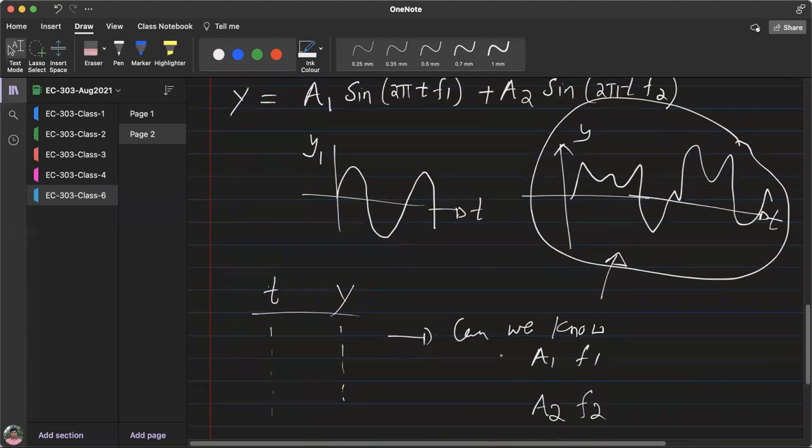Okay. And let me just demonstrate. Is the idea of Fourier transform clear now? I will now just demonstrate this using a simple code.